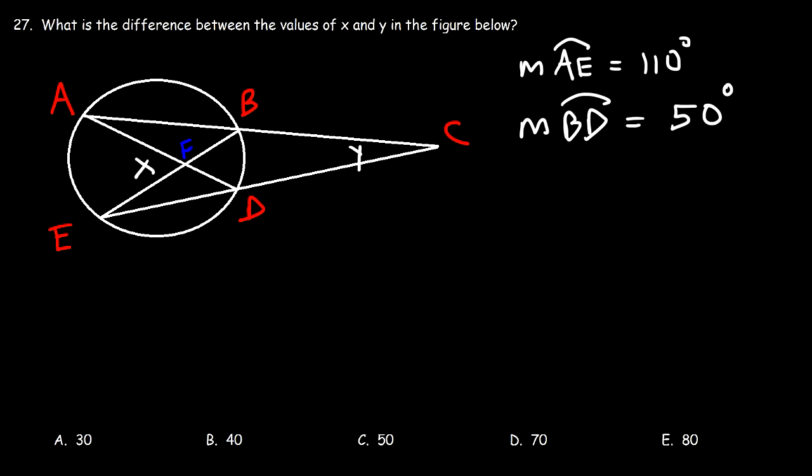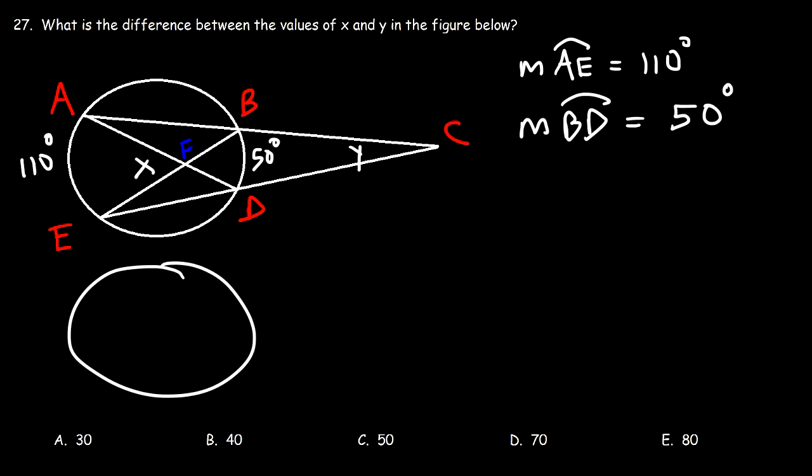Number 27. What is the difference between the values of x and y in the figure below? Now we're given that arc AE, the measure, is 110 and the measure of arc BD is 50. So with this information, how can we calculate the difference between x and y? Well, let's break up this problem into 2 parts. The first part is a chord angle problem. So this is A, E, B, D, and F.